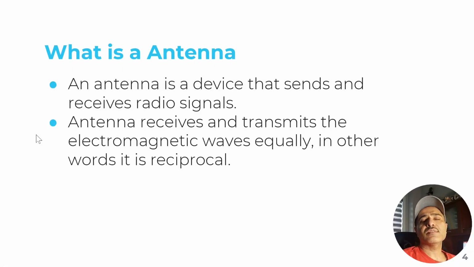So again, an antenna, simply said, is a device that sends and receives radio signals. Another thing I want you to remember, as I had mentioned in the last episode as well, is that an antenna receives and transmits the electromagnetic wave equally, which means while receiving or while sending, both ways it's going to be helpful in receiving or sending the data through RF. Reciprocal is basically what we want to understand here, okay?